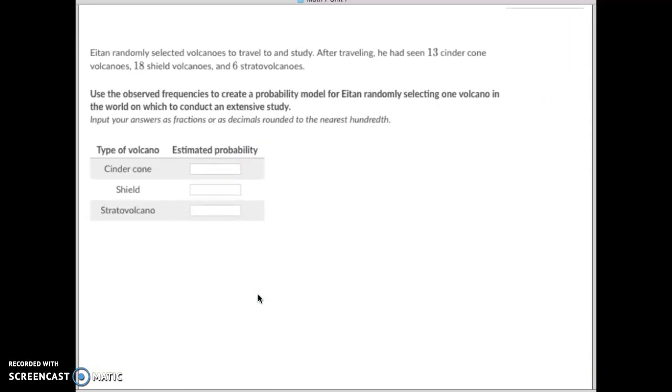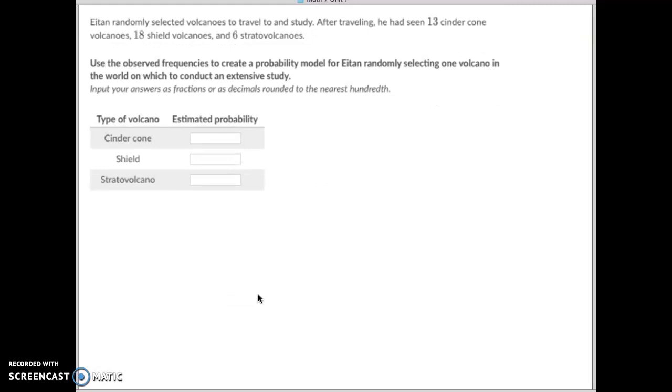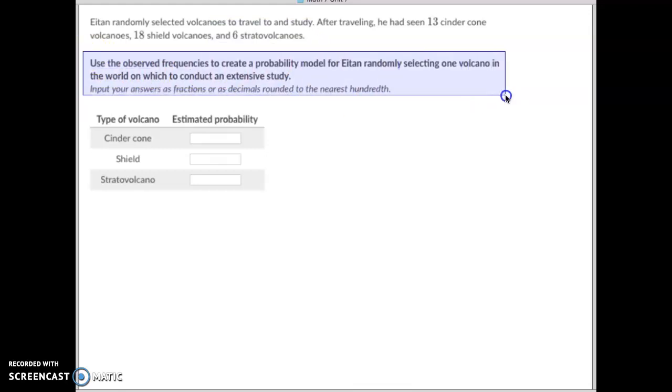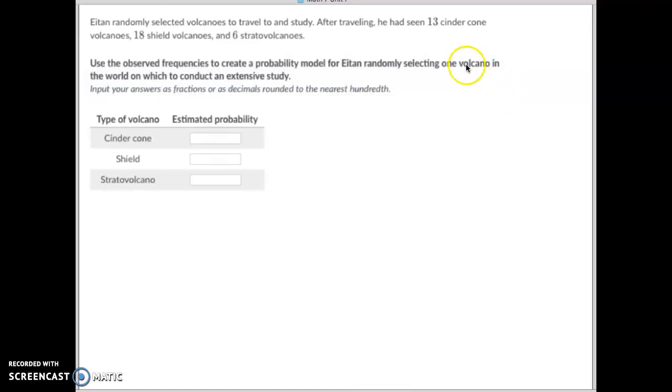Let's do another one here, okay? Eaton randomly selects volcanoes to travel to and study. After traveling, he had seen 13 cinder cone volcanoes, 18 shield volcanoes, and 6 stratovolcanoes. We need to put together his frequency table of how many times he's done this. It's quite simple: 13 for the cinder, 18 for the shield, 13 plus 18 is 31 so far. We add 6 for the strato, and that's 37 volcanoes he has visited.